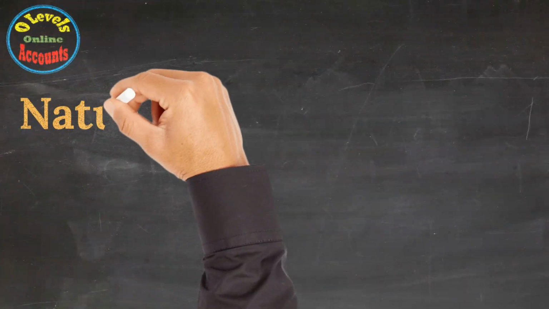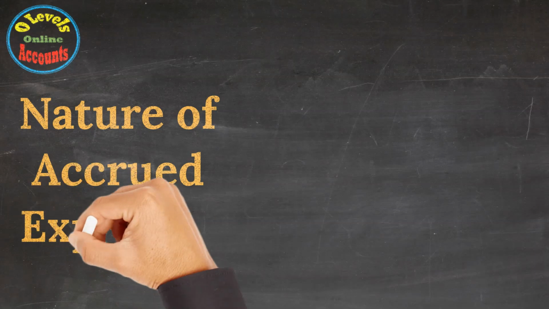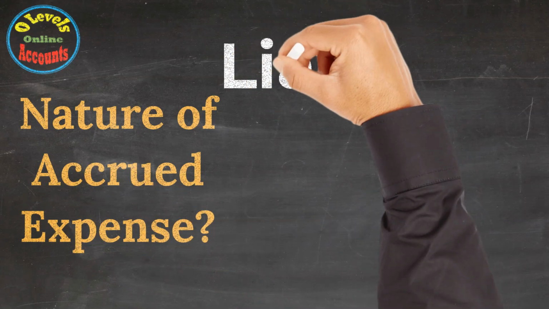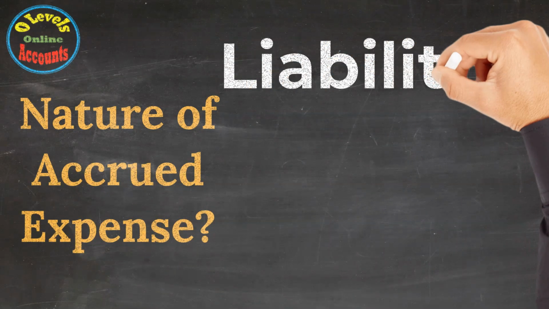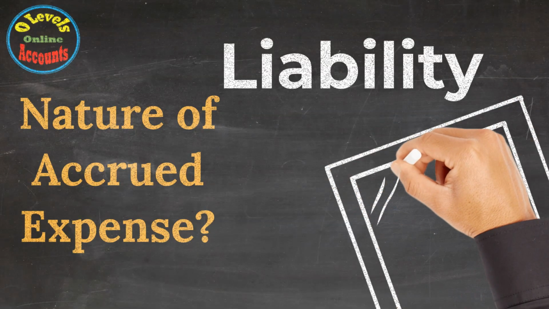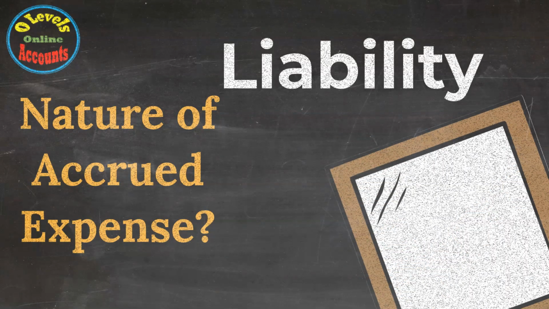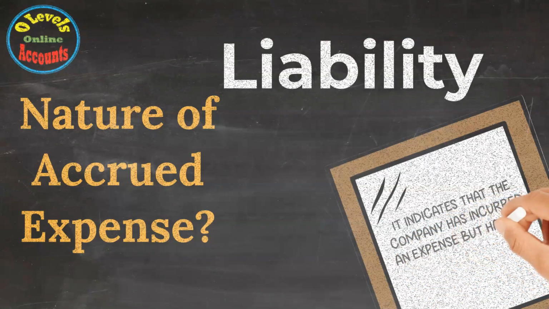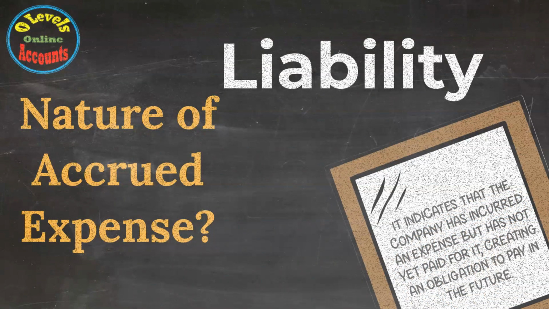As far as the accrued expense's nature is concerned, it is a liability in nature to record in the books of accounts. It indicates that the company has incurred an expense but has not yet paid for it, creating an obligation to pay in the future. Let's move to the next slide.